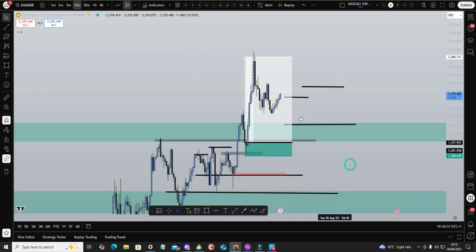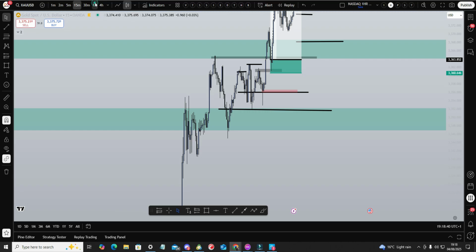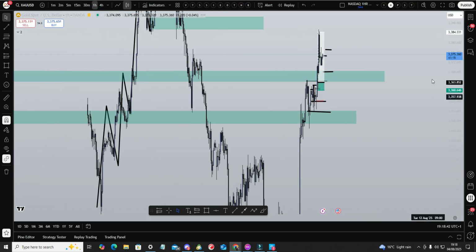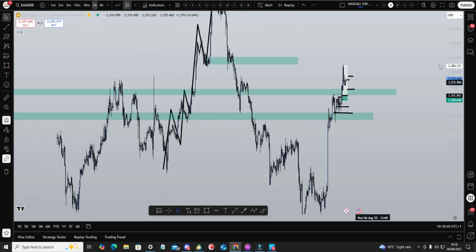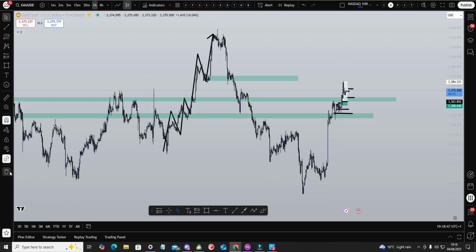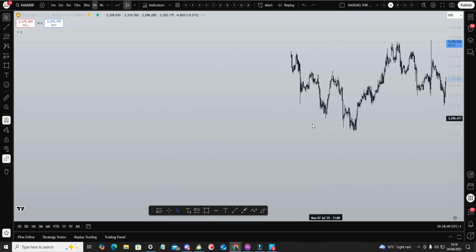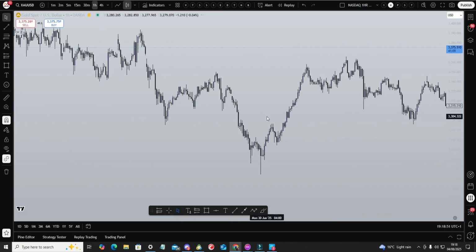Super simple. It's just a different way of showing how you can take entries, how you can mark up your zones, whatever helps you. Should we do one more for the zones? Let's go.